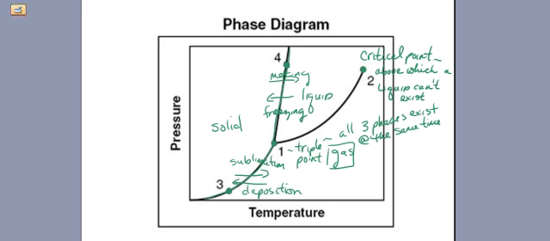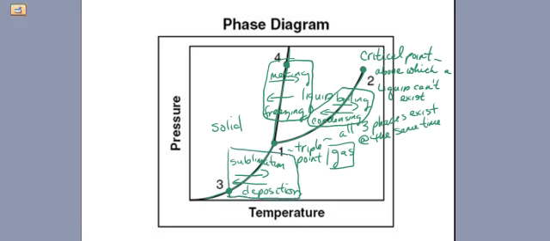And then obviously anything between points 1 and 2 along this line here is going to be boiling, or condensing. So here's a phase change: anything in that area, along that line. Anything along this line deals with freezing and melting, and anything along this line deals with sublimation and deposition.